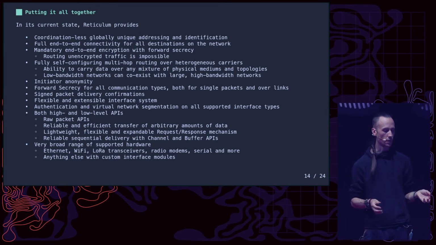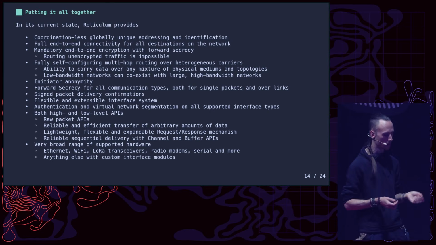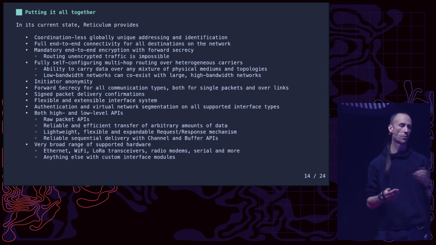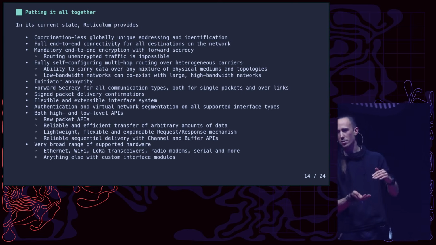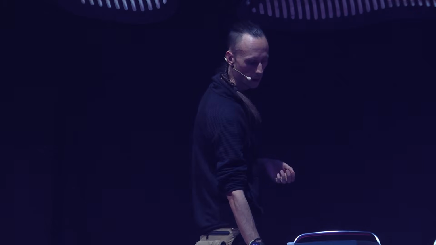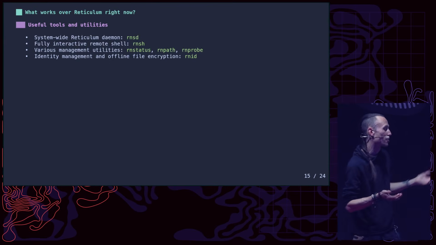There's also reliable and sequential delivery with the channel and buffer APIs that's similar to TCP. And really nice for developing applications. A request and response mechanism is built in, so you don't need to bootstrap something like an HTTP server on top of this just to get the basic request and response functionality. That's built into the stack as well. And you can use it over more or less anything. So this obviously requires that you create applications that are using this stack, because you can't just throw IP over this. It is a completely different stack.